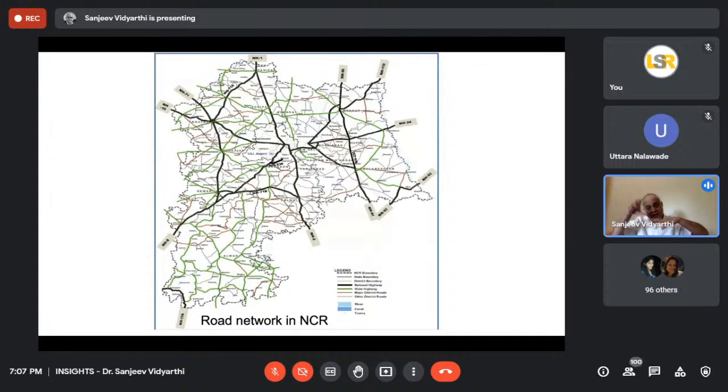Different actors working together, different governments, from the local government to the Jilla Panchayat to the rural development wing to the state PWD, to the state roadways road development corporation, to national highways. Sometimes CPWD gets involved, sometimes railway gets involved when the road crosses. You can imagine how many different actors have to work together and coordinate to create a road network.